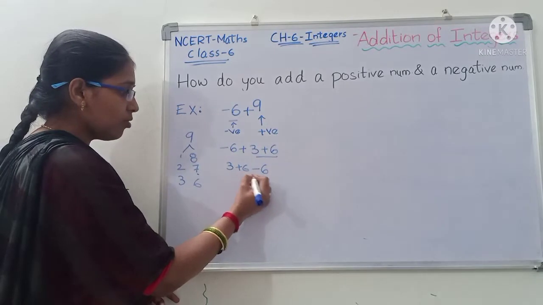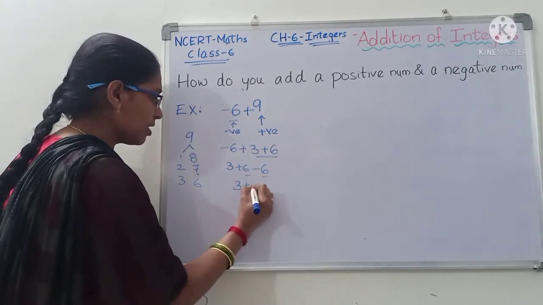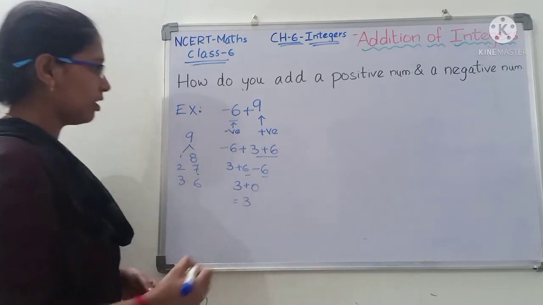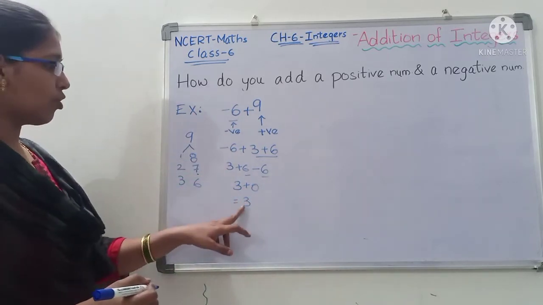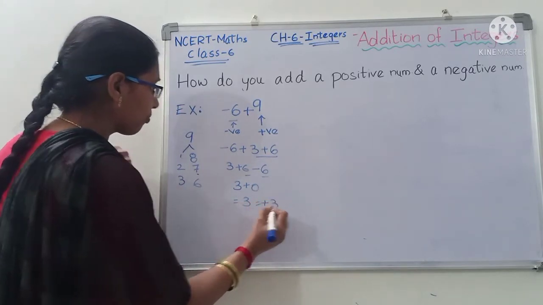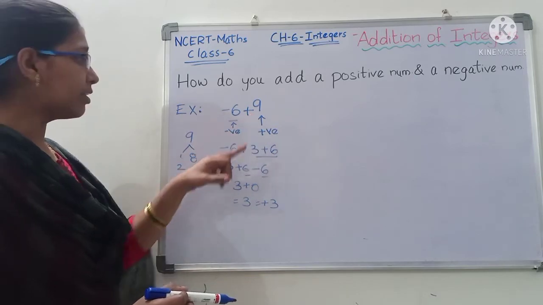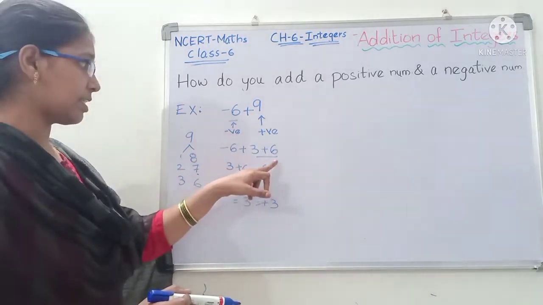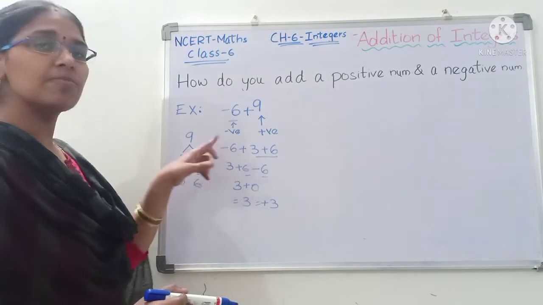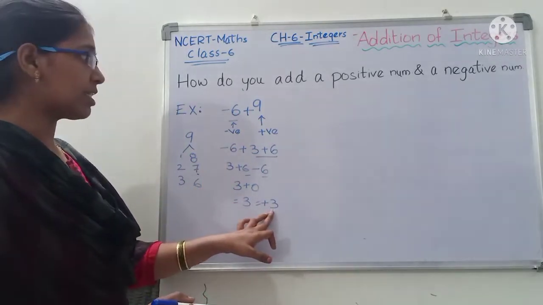Now observe this, children. What is 6 minus 6? 0. Means 3 plus 0. You got 3. See, after solving all this, you got the answer as 3. 3 means plus 3. What did you do here? 9, how can you write here? 9 as 3 plus 6. 6 minus 6 is 0. So you have only 3. The answer is plus 3.